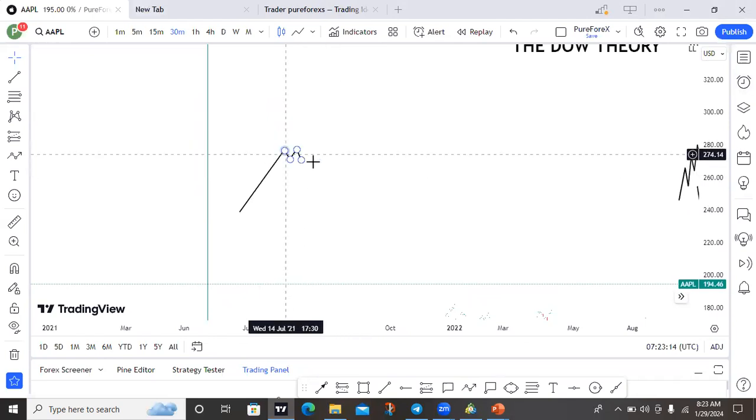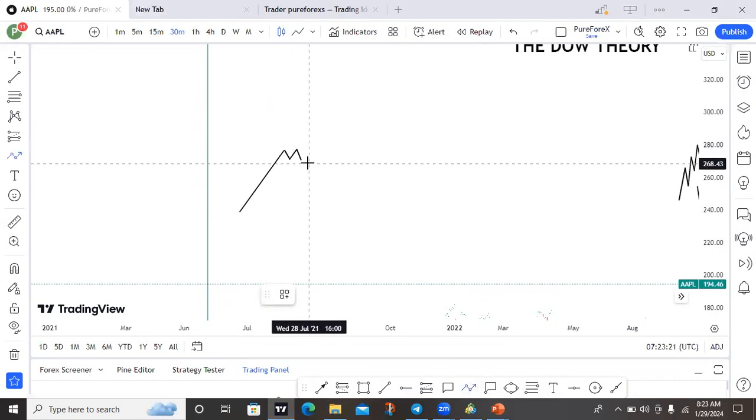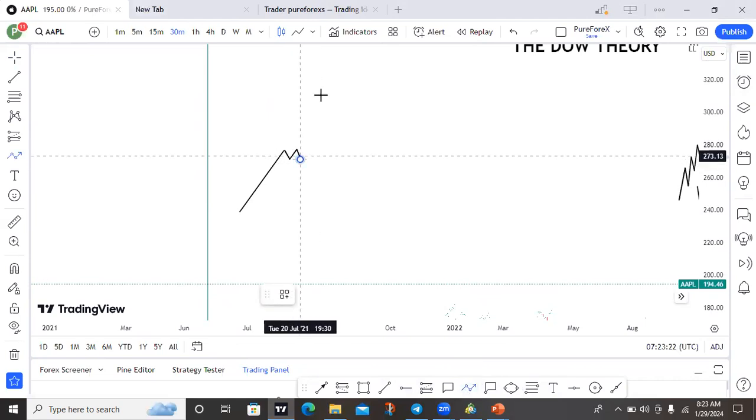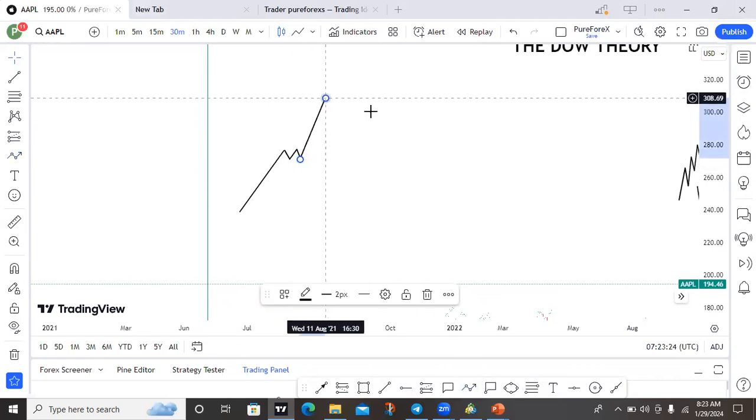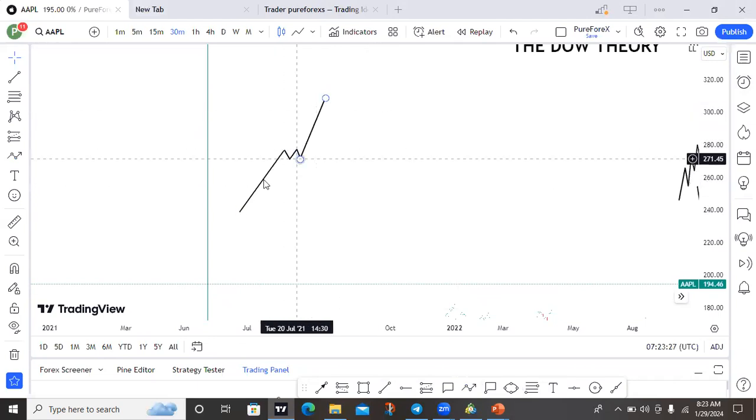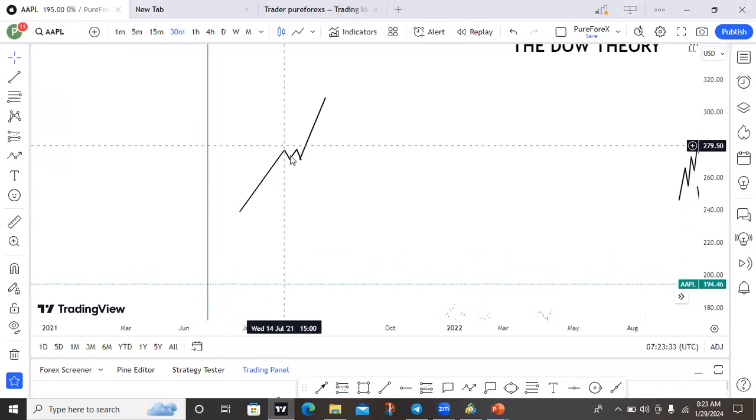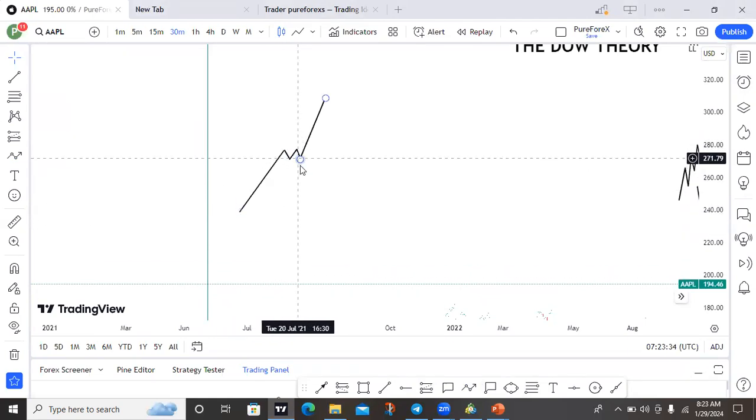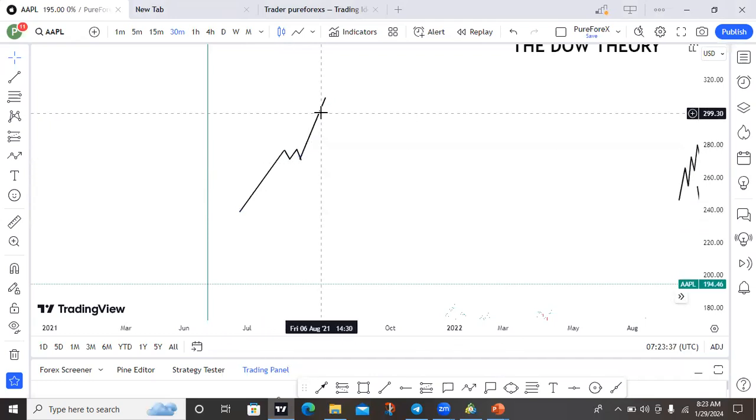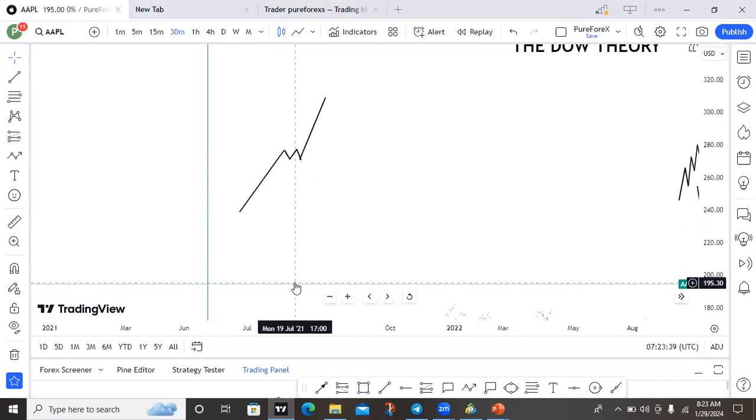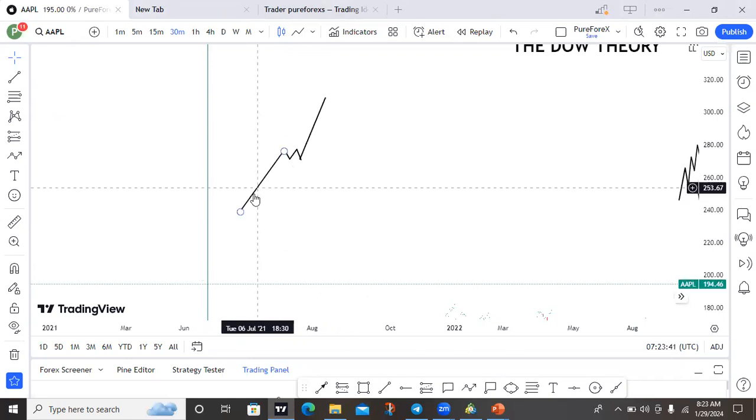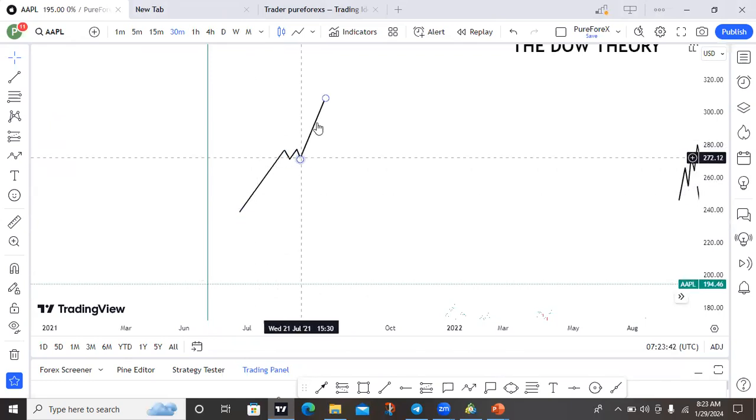Then the market consolidates here. And then after the short consolidation, the market makes another move like this. So if you look at this shape, it is a combination of a short bullish movement followed by a consolidation followed by a short bullish movement. So in supply and demand, this is a rally, this is a base, this is a rally.